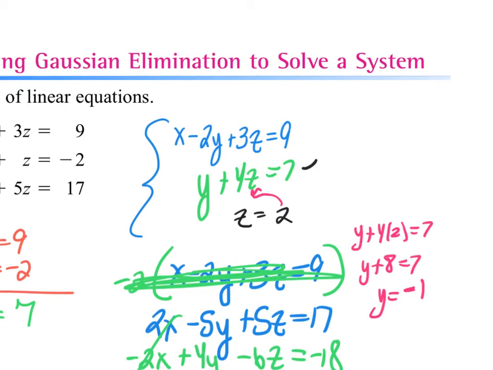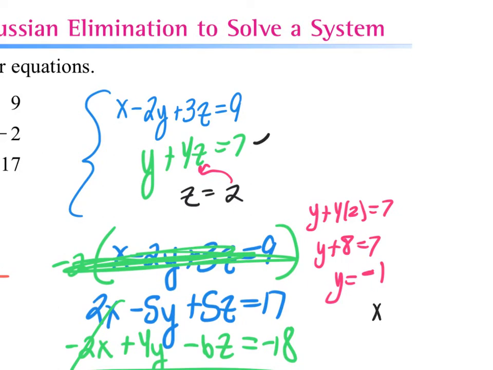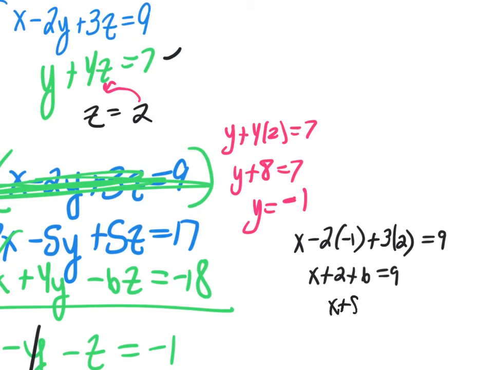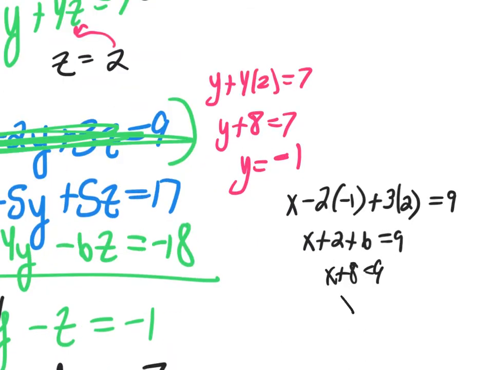And then I'm going to put in the top one, I'm going to say, okay, well, x minus 2 times y, negative 1, plus 3 times 2 equals 9. So x plus 2 plus 6 equals 9. X plus 8 equals 9. So what does x equal?